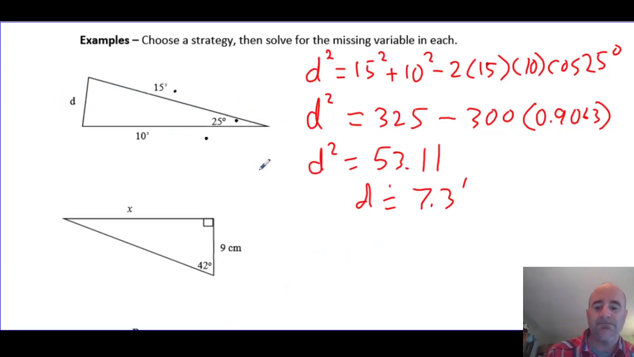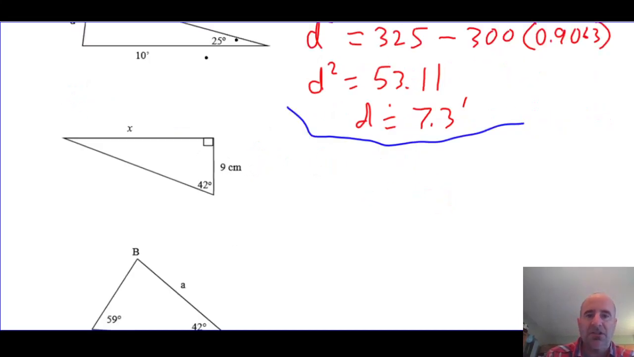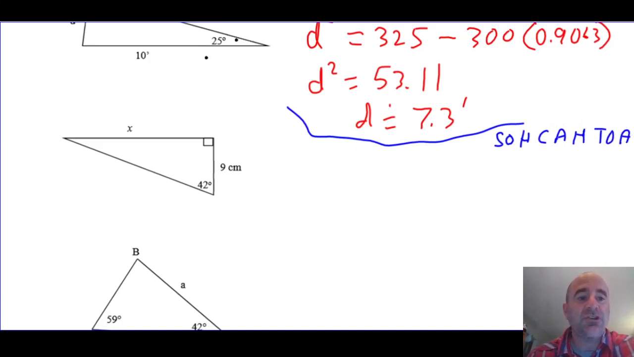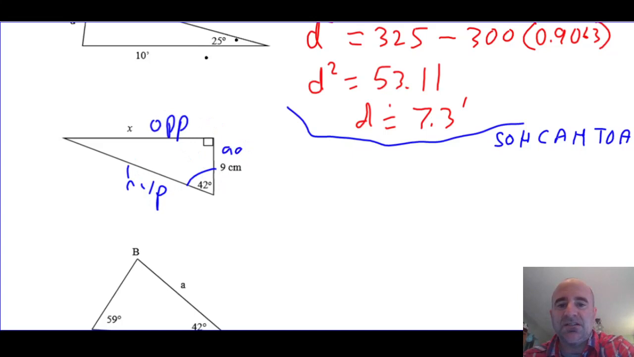Okay, let's try the next one. Taking a look at the next triangle, I see, hey, there's that right angle there. That means that I'm either using Pythagorean Theorem, which I'm not here because I don't have two sides, or Sohcahtoa. So I want to go with Sohcahtoa here. So now it's just a matter of remembering how do we use Sohcahtoa, sine, cosine, and tan ratios. Well, I look at 42 degrees. Here's the hypotenuse, the opposite side, and the adjacent side.